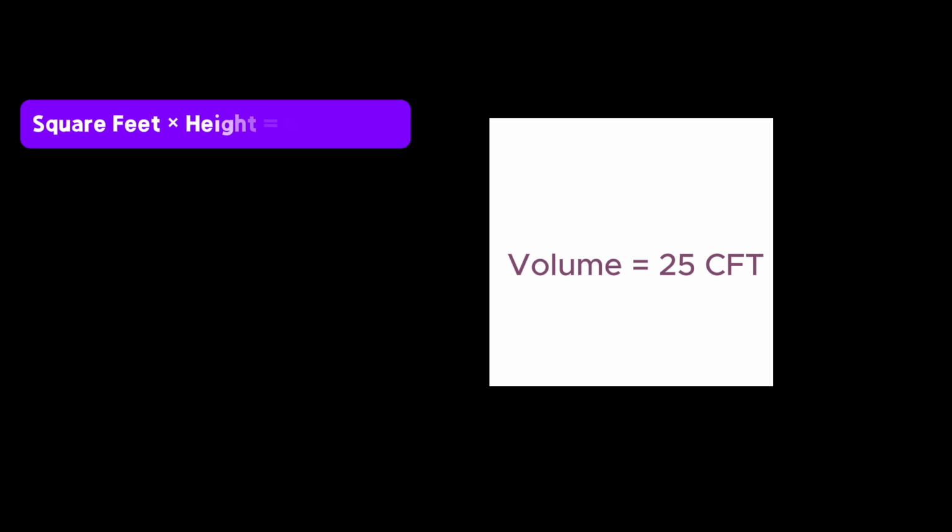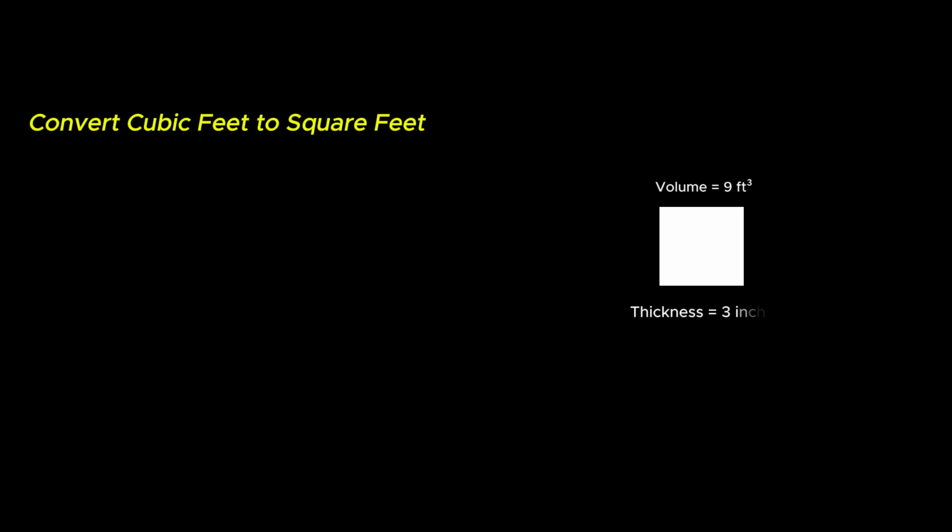So the rule is simple. If you have the flat area, just multiply by how deep or high it goes to get the volume. What if you have the volume, but you want to know how much area it will cover? For example, you bought a large bag of mulch that contains 9 cubic feet, and you want to know how much ground it will cover if you spread it 3 inches thick.